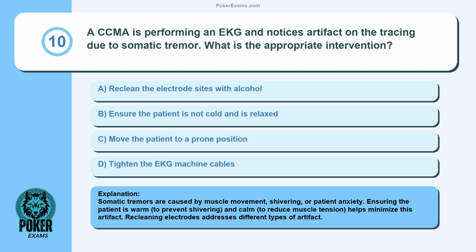Somatic tremors are caused by muscle movement, shivering, or patient anxiety. Ensuring the patient is warm, to prevent shivering, and calm, to reduce muscle tension, helps minimize this artifact. Recleaning electrodes addresses different types of artifact.